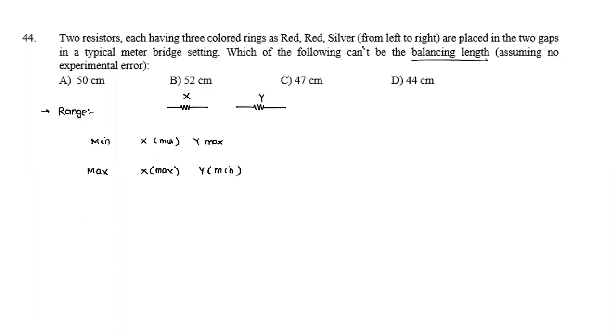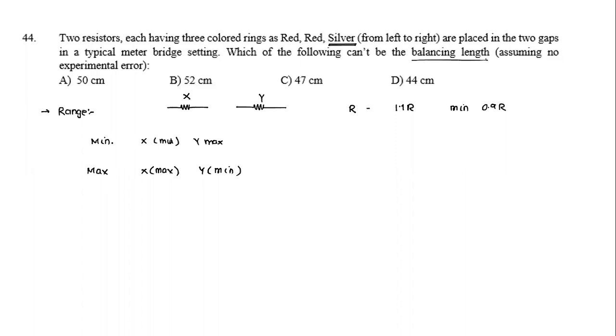So in this case, what is the range of resistance? Actually, the value of resistance doesn't matter. The only thing that matters is silver. So basically if the resistance is R, its maximum value could be 1.1 R and its minimum value can be 0.9 R. That's the range the resistance will have given this color code.